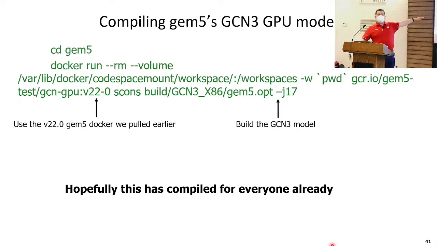Does anybody not have the gem5 GCN3 x86 model compiled? From here on out, I'm going to assume it's compiled. So just checking one last time if anybody needs Bobby to come help with that.